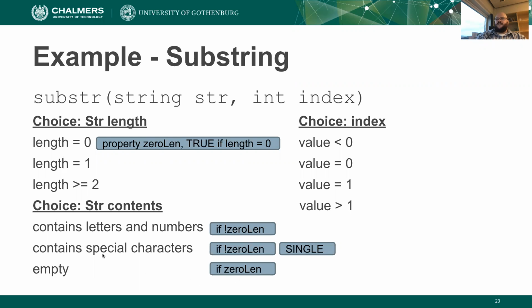Otherwise, it doesn't make sense. You can't have a string of special characters that's length 0. So we note this here, right? If length is 0, then we can choose empty. Otherwise, we can't choose empty.